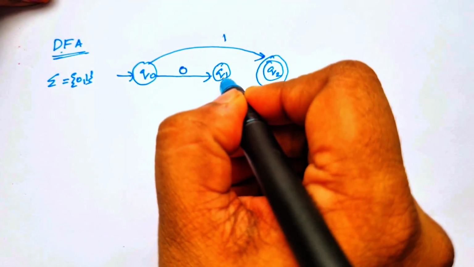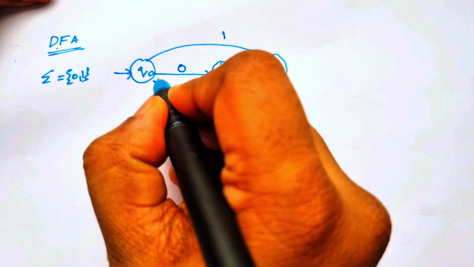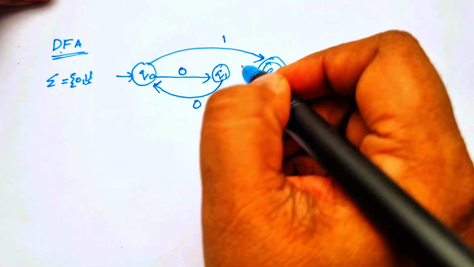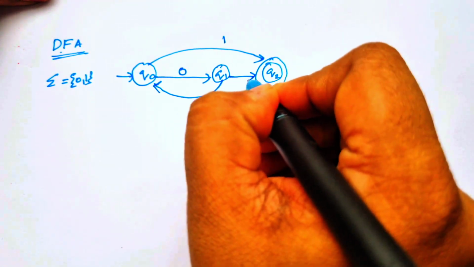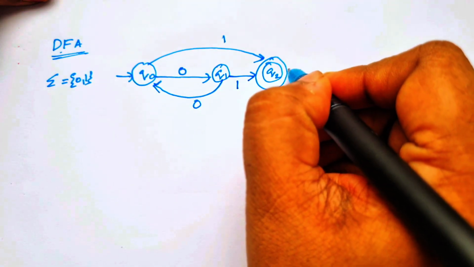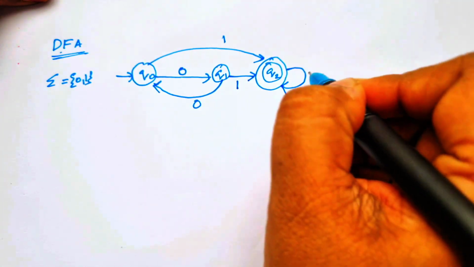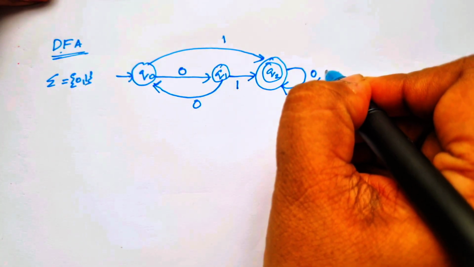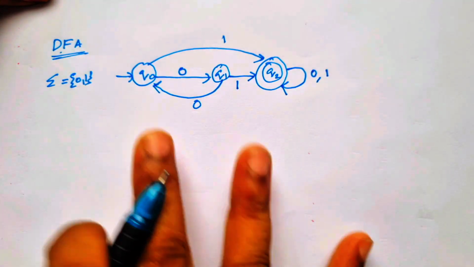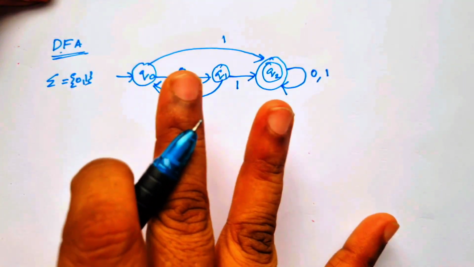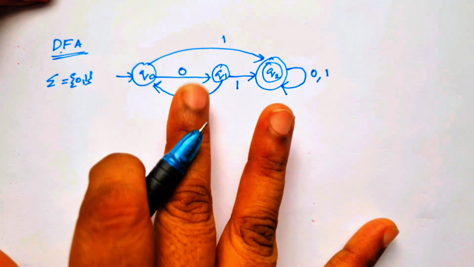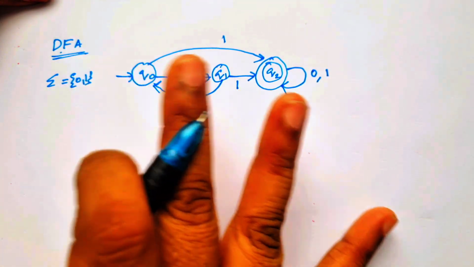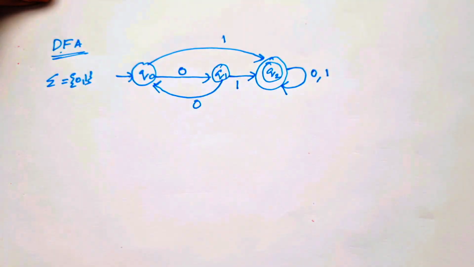Coming to q1 also, there must be only one transition on 0. There must be only one transition on 1. Again, coming to q2 also, there must be one transition on 0 and also one transition on 1. Means for any state and input combination, there must be only one outgoing state.